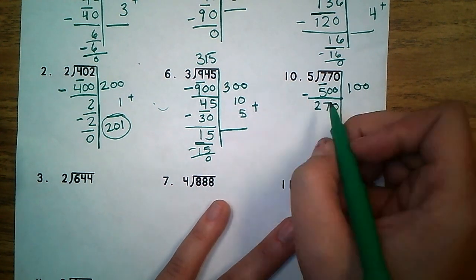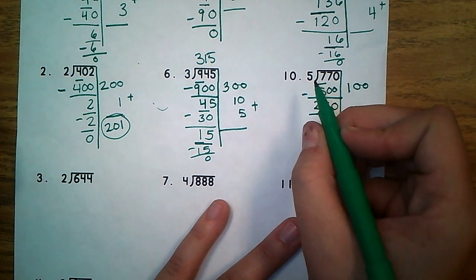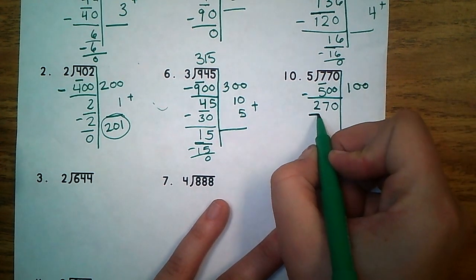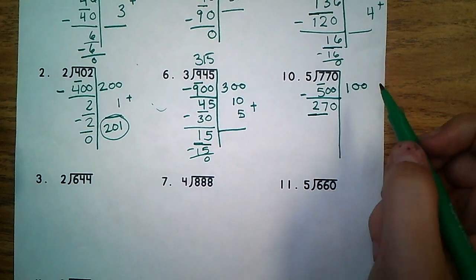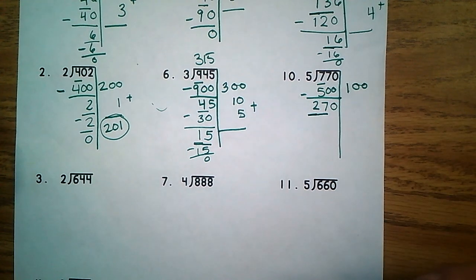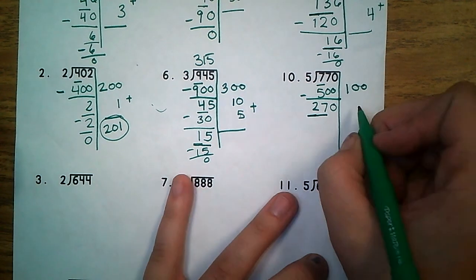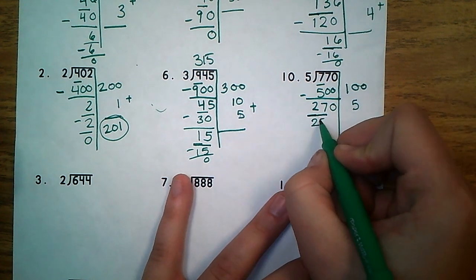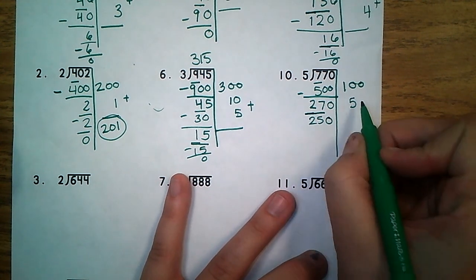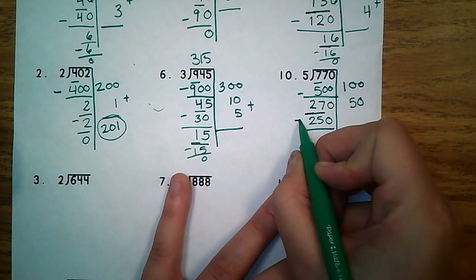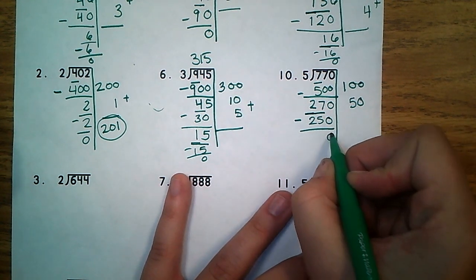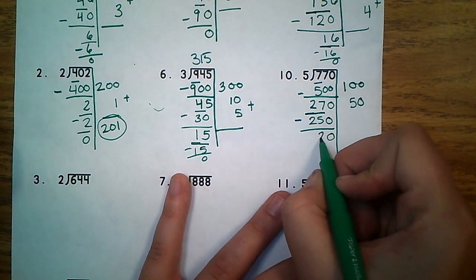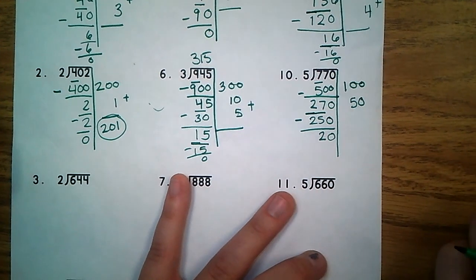Next thing I need to do, underline the 2. 5 can't go into 2, so I'm going to underline 27. 5 times what can give me close to 27? I know that 5 times 5 can give me 25, so I'm going to put the 25 under here. Add a 0, and subtract. 0 minus 0 is 0. 7 minus 5 is 2, and 2 minus 2 is 0.